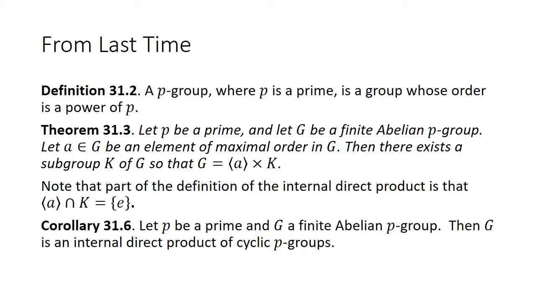Just note that part of the definition of that internal direct product is that the cyclic subgroup generated by A and K only have the identity element in common, so otherwise they are disjoint. And then we had a corollary from that, which we proved in an activity, Corollary 31.6: let P be a prime and G a finite abelian P group. Then G is an internal direct product of cyclic P groups. So basically you can keep applying Theorem 31.3 to the subgroup K, and you can keep breaking it down into smaller and smaller cyclic subgroups like A, but using different elements. Okay, so let's keep going from there.